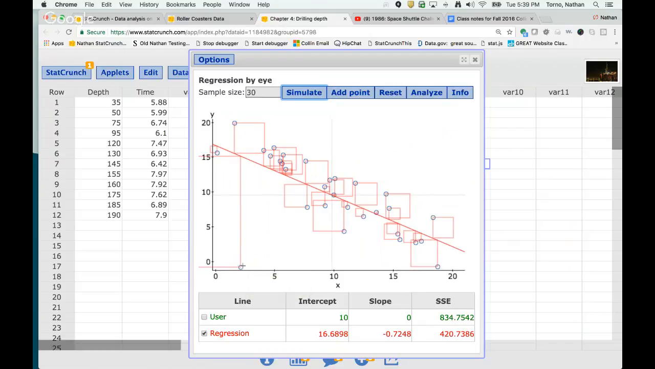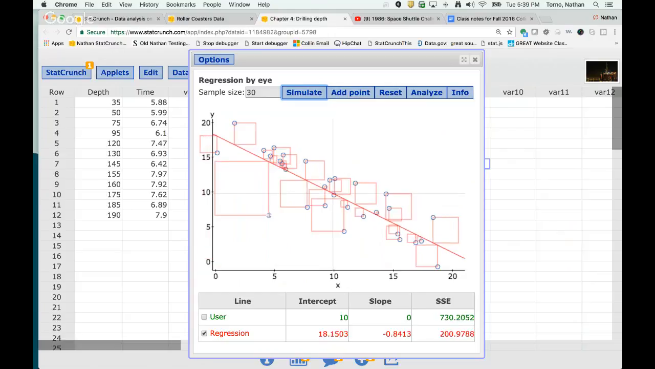So regression is not resistant. It is heavily affected by a few extreme values. That's the point I want to bring across here.